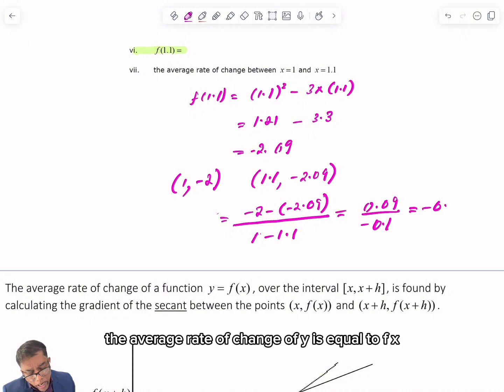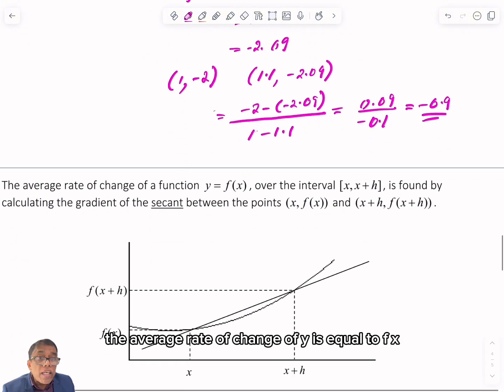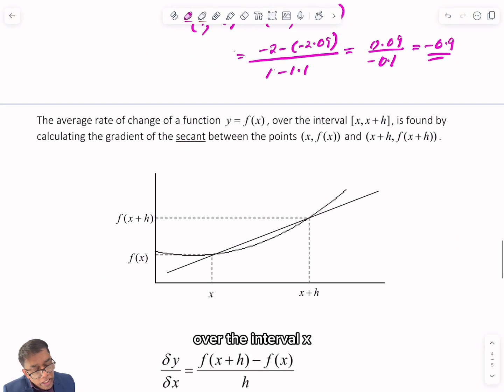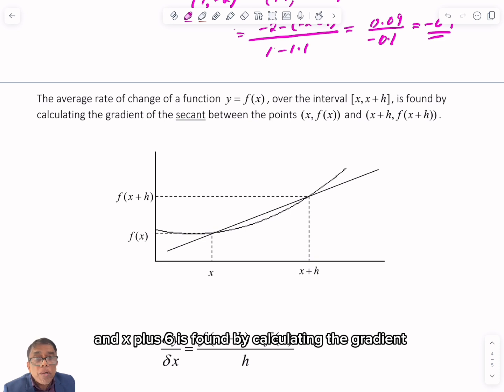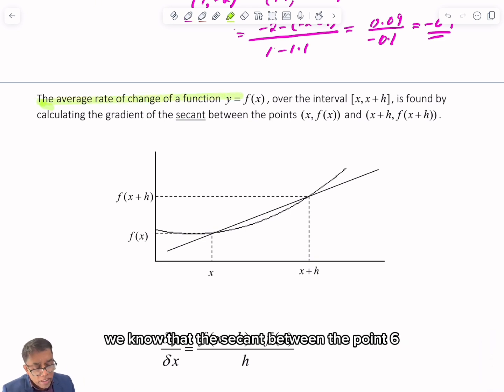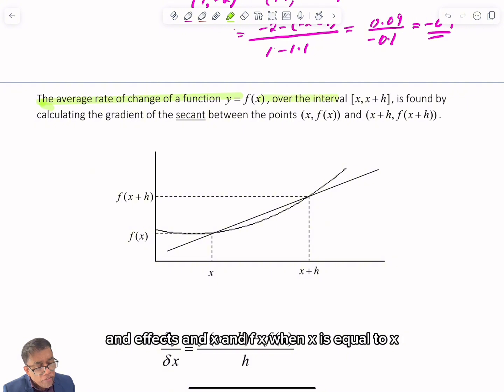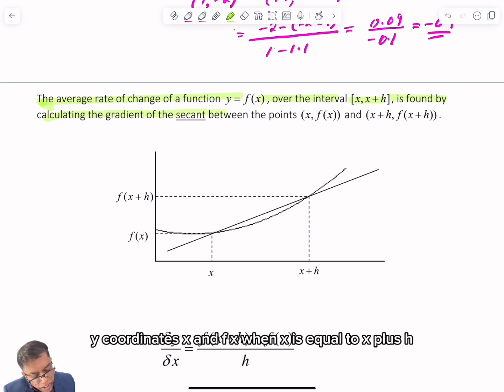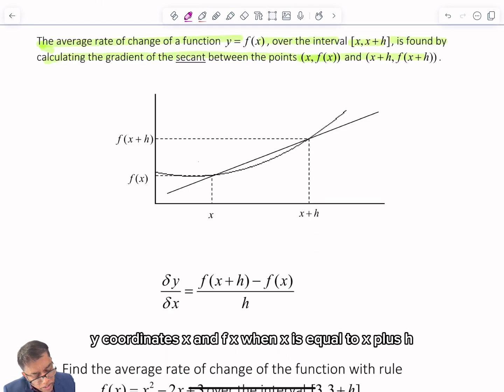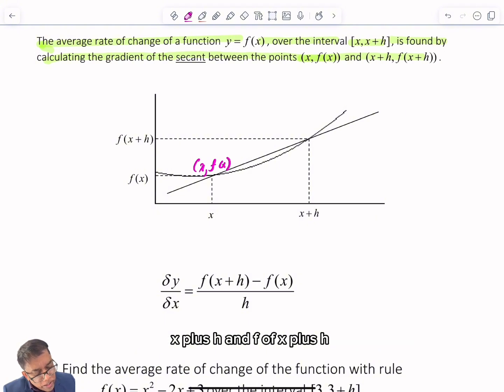Then the average rate of change of y is equal to f of x over the interval x and x plus h is found by calculating the gradient. We know that the secant between the points x and f of x, when x is equal to x, the y coordinate is f of x, and when x is equal to x plus h, f of x plus h.